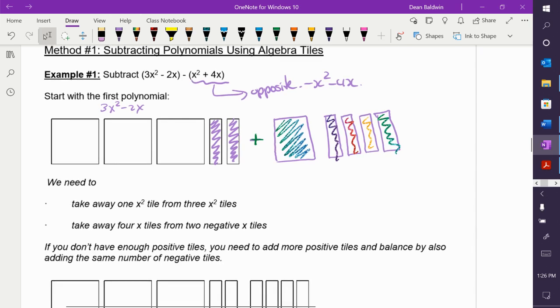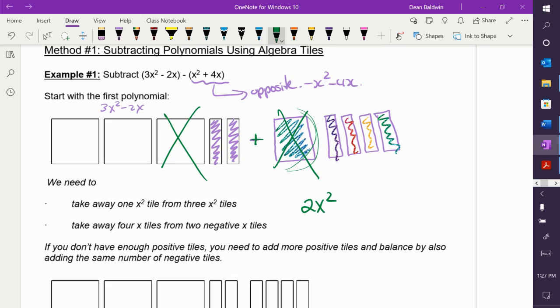So this square will cancel one of these squares, correct? Yeah. So that's gone, and that's gone. And will any of the rectangles cancel out? No. So that's it. So what do we have left? 2x squared from here. And 1, 2, 3, 4, 5, 6 x's, but they're negative. So it's minus 6x. Okay, so that's how you do it with algebra tiles: you flip all the colors and then just add.